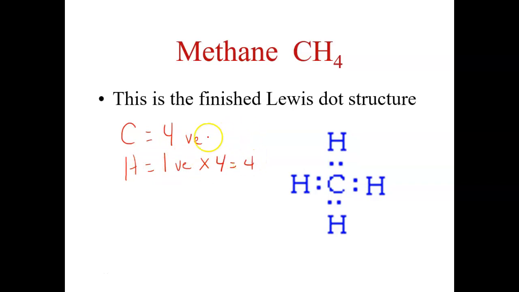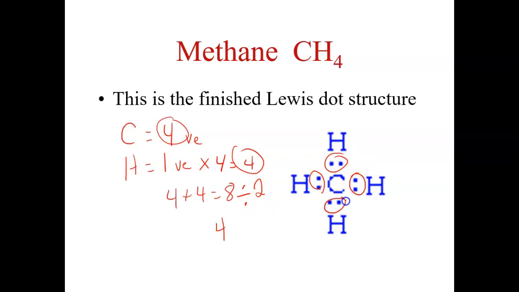So what do you do? You add these 2 together, so 4 plus 4 equals 8. Okay. How many pairs of electrons? Because remember, when we are making molecules, we are going to share. So you divide by 2, and this equals 4. So if you look here, we have 1 pair, 2, 3, 4. 4 pairs of electrons.